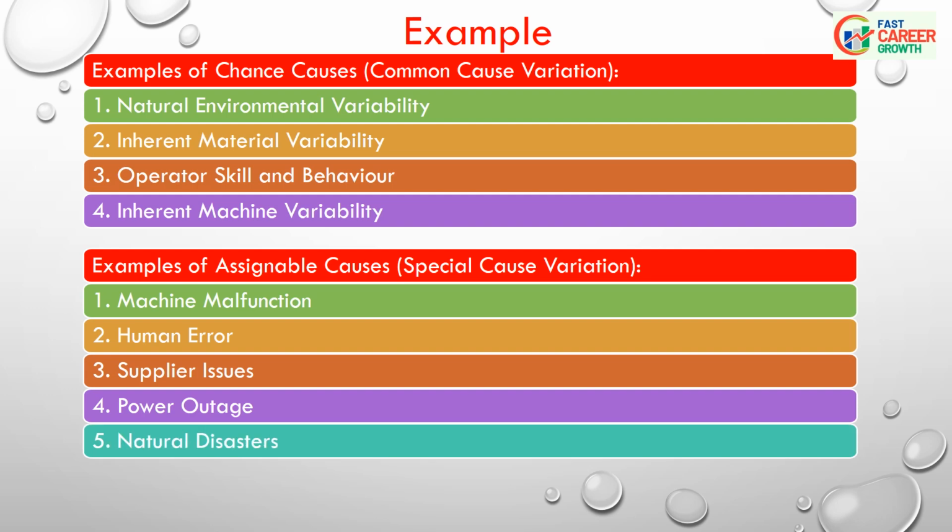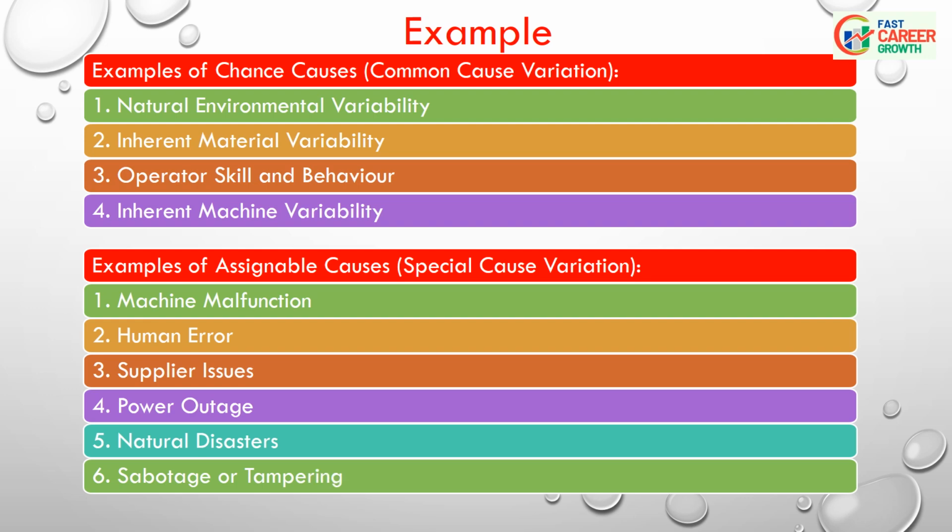Due to natural disasters. Flooding of a manufacturing facility due to heavy rains, leading to equipment damage. Earthquakes causing structural damage to a building, affecting production. Due to sabotage or tampering. Deliberate acts of vandalism or tampering with equipment or products. Employees intentionally introducing defects in products.